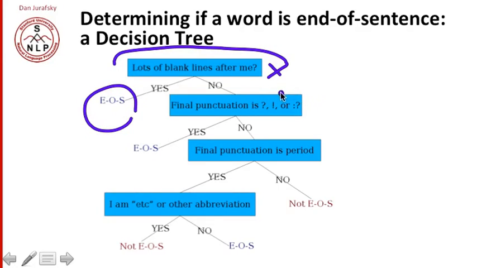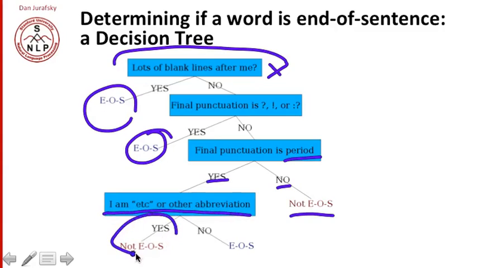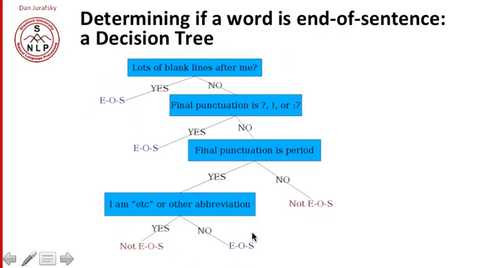Well, is my final punctuation a question mark or an exclamation point? If so, well, then I'm still probably end of sentence. Well, if not that, is my final punctuation a period? If it's not, well, I'm not an end of sentence. But if I am a period, well, then it depends. If I'm on some long list of abbreviations, like the word etc., then I'm probably not an end of sentence. I'm just a period marking an abbreviation, like doctor or etc. But if I'm not an abbreviation, then I'm an end of sentence. So here's a decision tree.